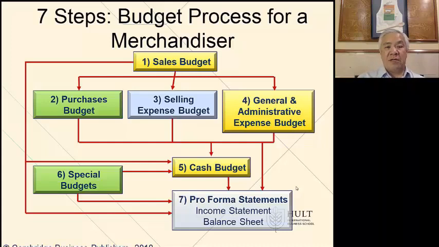Then we pull them together into a cash budget because, as we saw, accrual basis is not necessarily the same as cash basis. So we need to do thinking on the economics, which is usually accrual basis, and then we tie it back to cash budgets because budgets are reality and reality is cash. Then we look at special budgets, and these could be things like capital budgets for major investments in property, plant, and equipment. Finally, we end with number 7, which are pro forma financial statements, and we'll look today at the income statement and balance sheet.